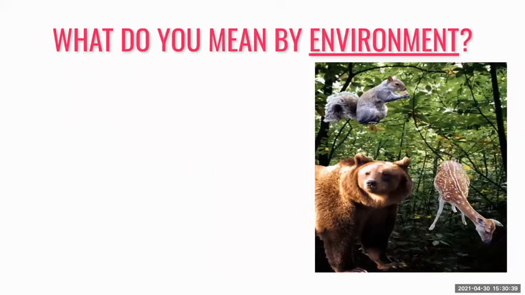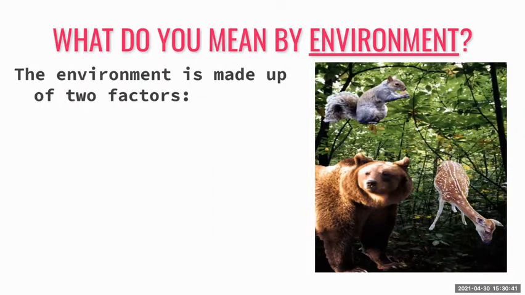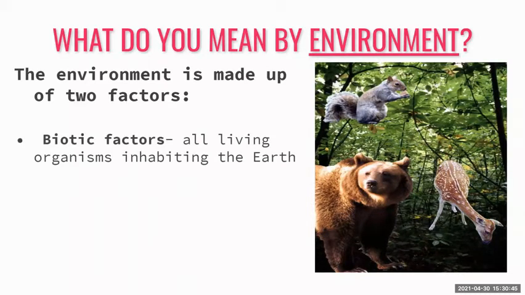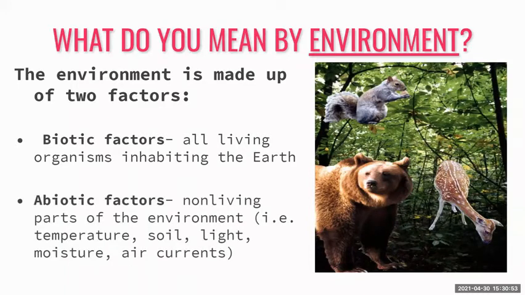So what do we mean by environment? Any environment that you are in is made up of two factors. They're going to be made up of biotic factors, which are all living things that are inhabiting the earth. And you're also going to have abiotic factors. These parts are the non-living parts of the environment, so things like temperature, soil, light, moisture, and air current, and even more things. Those are just a few examples.